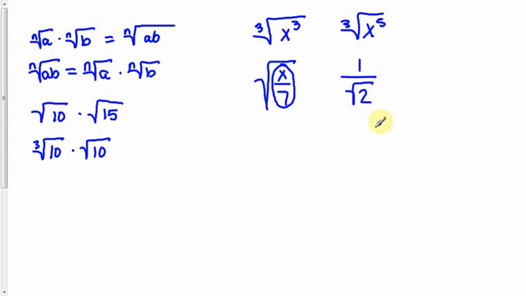So tonight, what we're going to do is learn how to simplify all these cases. Okay?